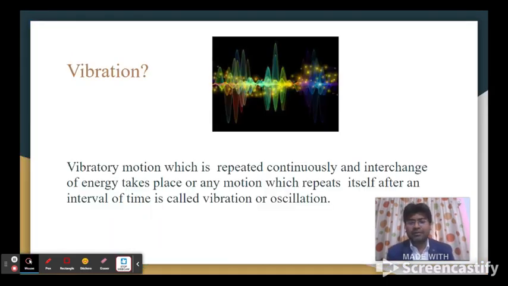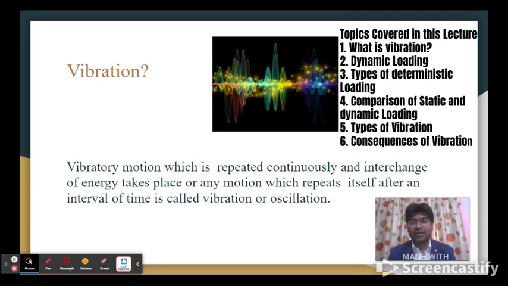So vibration. See, you must be knowing what is vibration. Vibration, as written here, is the motion which is repeated continuously. An interchange of energy takes place, or any motion which repeats itself after an interval of time is called vibration.